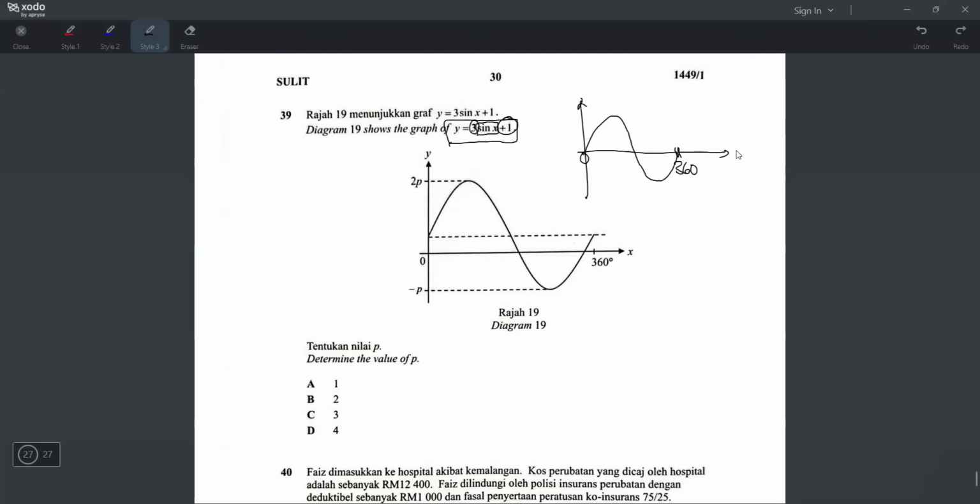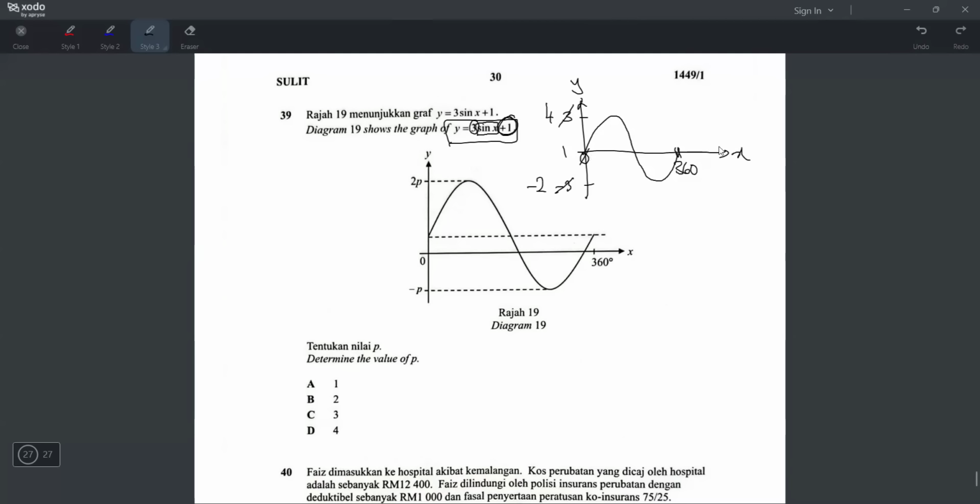Okay, so this is 0, this is x, this is y. And then the amplitude usually is 1, negative 1. But if they put 3 here, that means this has to be 3, negative 3. And what's the meaning of plus 1? It means the whole graph has to move up 1 unit. That means this is no longer 3, it becomes 4 already. And then the 0 here becomes 1, the negative here becomes negative 2.